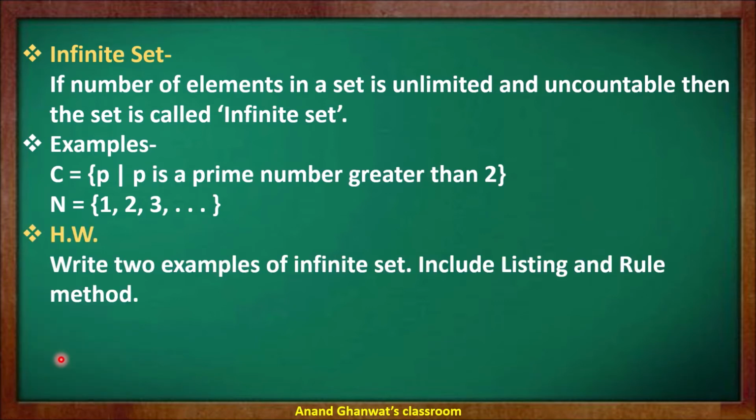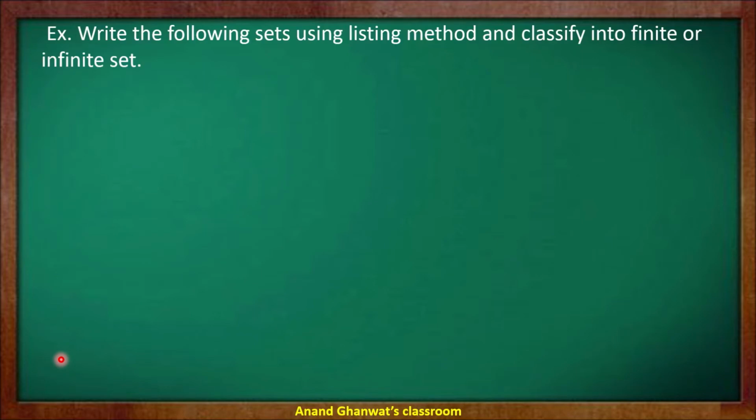Now homework for you. Write two examples of infinite set, one example by the listing method and another example by the rule method. Now after learning four types of set, singleton set, null set or empty set, finite set and infinite set, let us solve some examples.